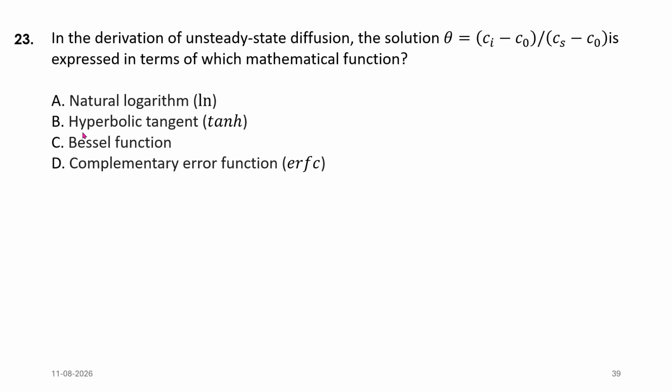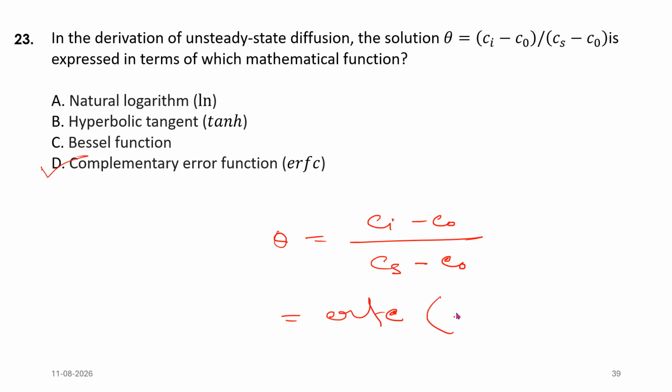If you solve the derivation, you will find that theta is expressed in the form of the complementary error function. Finally you will get an expression like this: theta equals (Ci minus C0) by (Cs minus C0) equals error function of eta, that is z by root under 4Dt. Next.